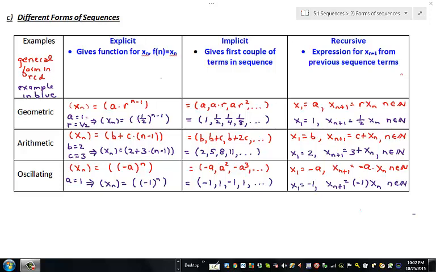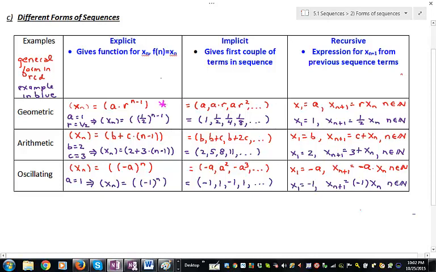For example, if we look at the geometric sequence, we know this is the general form for the geometric sequence, where A and R are just real numbers. If we look at the arithmetic sequence, we know this is the general form for the arithmetic sequence, where again, B and C are just real numbers. And these are the two that we've worked most with.